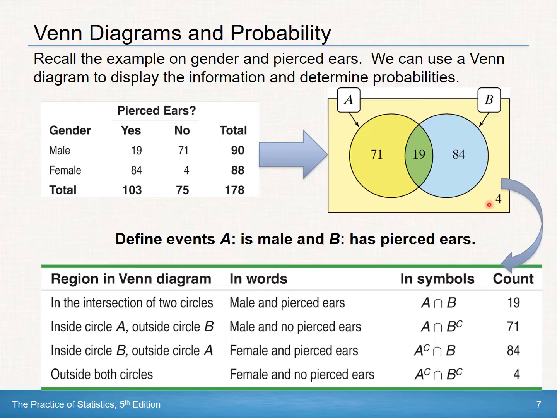Notice the 4 out here as well. The 4 represents the people that don't have any of those qualities. You can see the region in the Venn diagram, how it's related with words, and also how we relate it with symbols. Make sure you examine that clearly and closely.